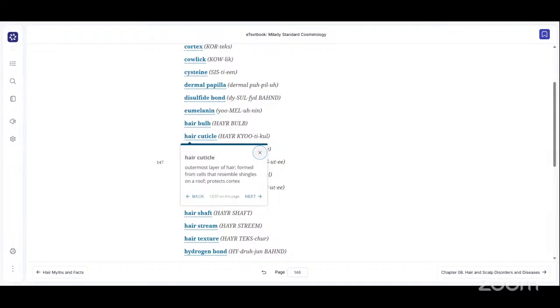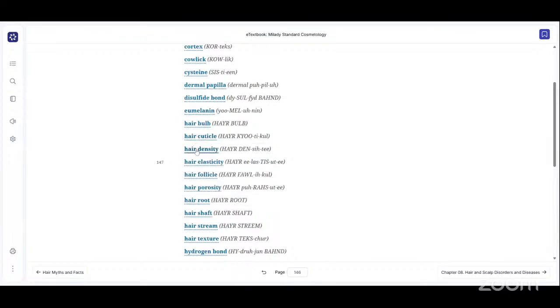All right. When we also look at the cuticle, it protects the cortex. So if we're killing the cuticle on the outside, there's nothing protecting the hair that has been colored, hair that has been relaxed, on the other side. So these all go hand in hand. Okay.